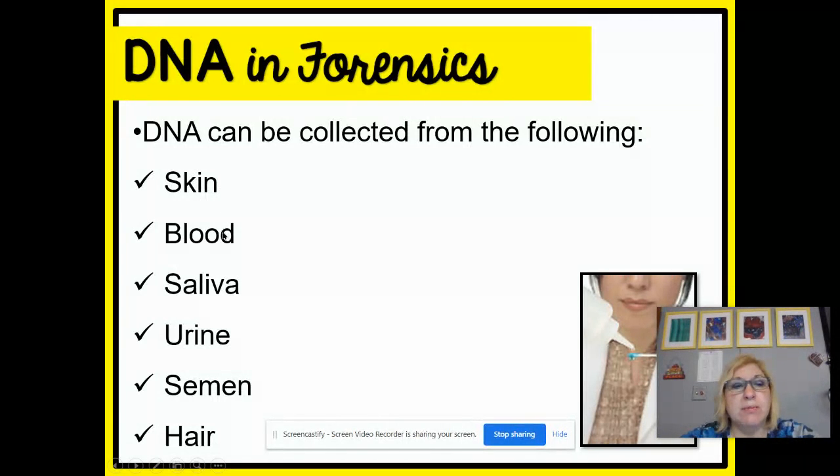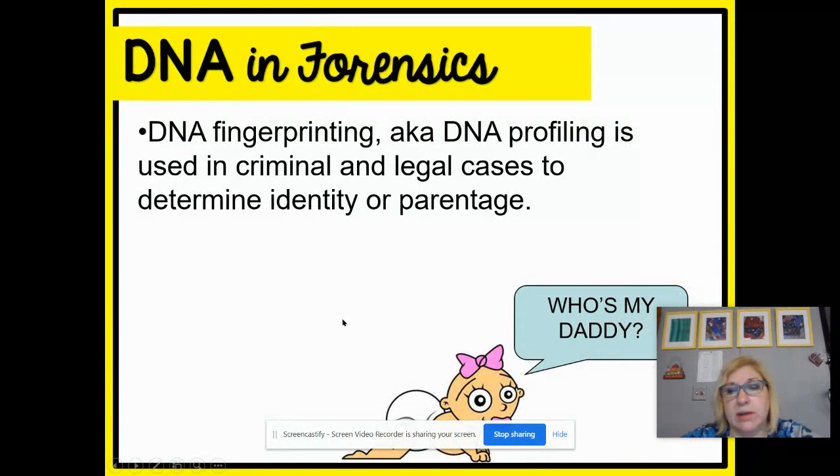You can get it from skin, blood, saliva, urine, semen, hair. You could get it from any type of cell in the body. An eye cell, you could get it, eyeball cell.